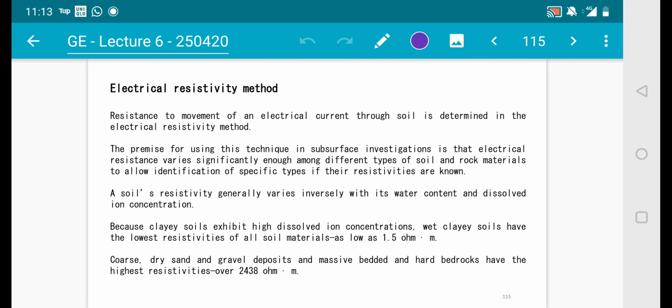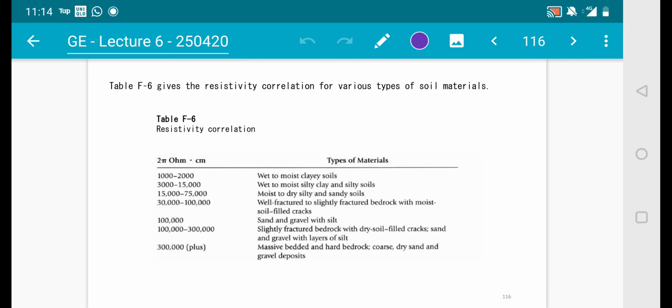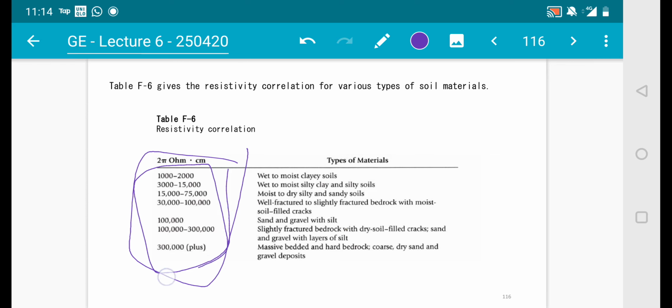Okay, so here's another type of geophysical testing, which is the electrical resistivity method. It's the same concept, it just uses a different type of source, which is current sources. The unit is in ohm-centimeter. So a value of your measurement corresponds to a type of material, and you see that the material is of this type of classification.